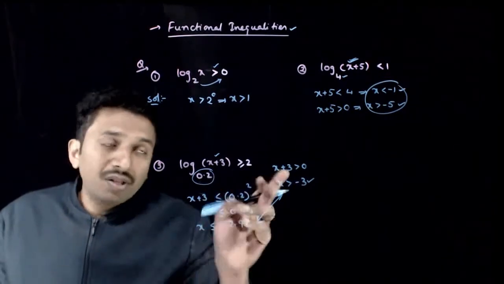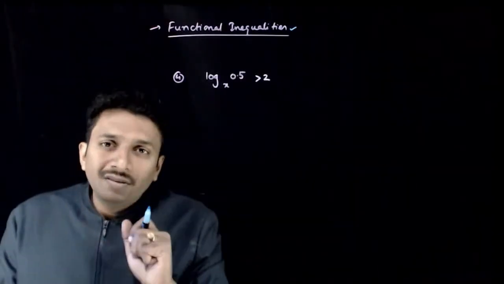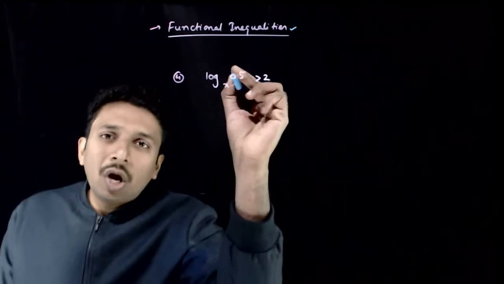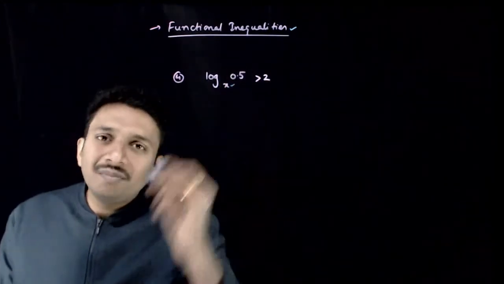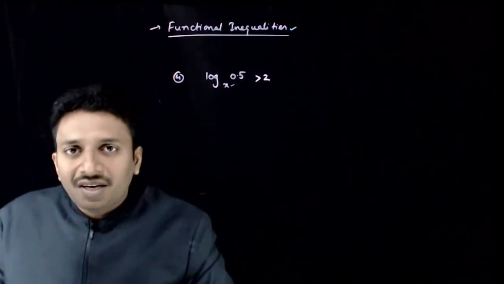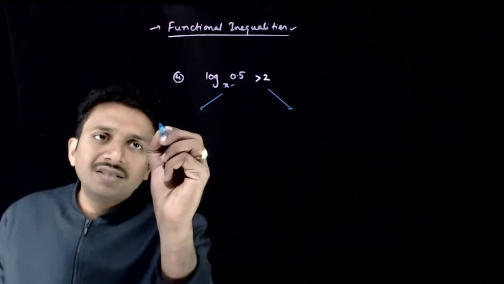So now let us go to the fourth question. Now if you look at this question, it is slightly different because the variable is not in the argument, the variable is in the base. So log 0.5 to the base x is greater than 2. So I'll solve this in two different cases.